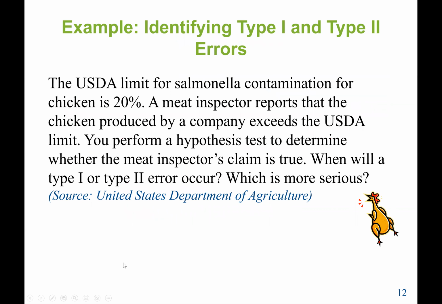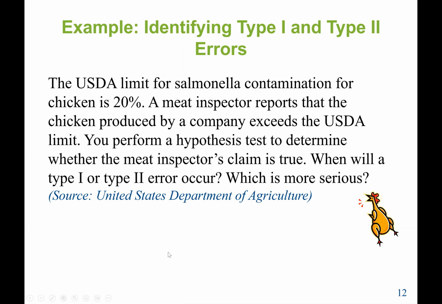So let's see an example. The USDA limit for salmonella contamination for chicken is 20%. A meat inspector reports that the chicken produced by a company exceeds the USDA limit. You perform hypothesis testing to determine whether the meat inspector's claim is true. So when will a type 1 or type 2 error occur, and which is more serious?